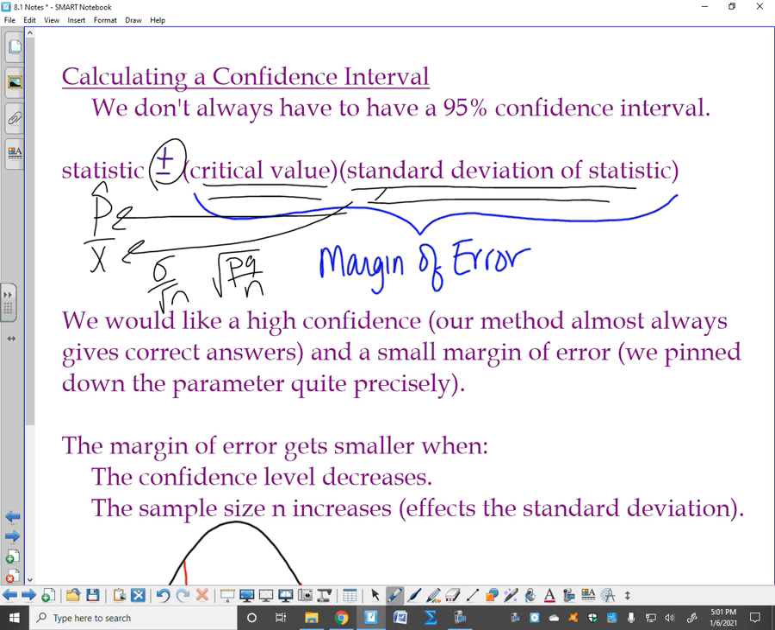We would like a high confidence. Our method almost always gives us correct answers and a small margin of error. That means we pin down the parameter quite precisely. However, that's very hard to do. I want to be super confident and I want a tiny dartboard. Well, you can't have both. If you want to be super confident, you need a big dartboard. If you want a little dartboard, then you got to lower your confidence.